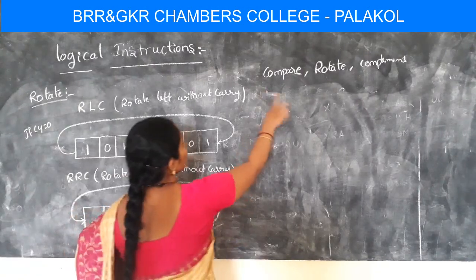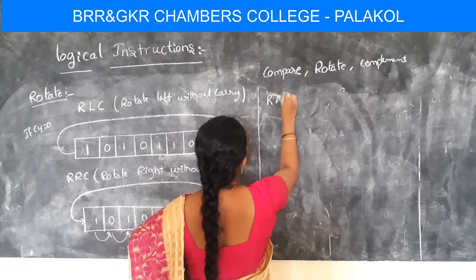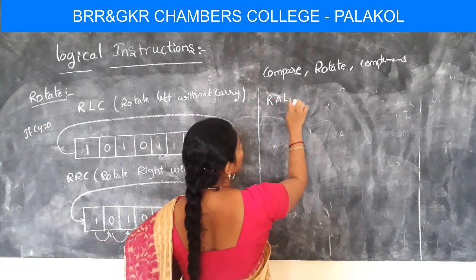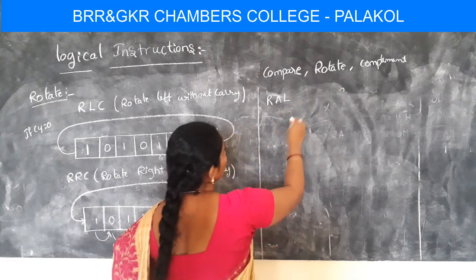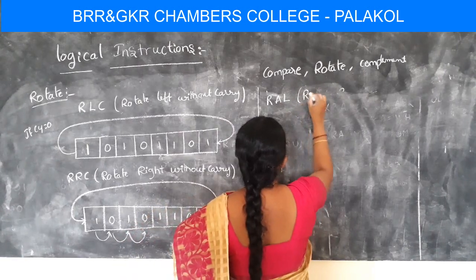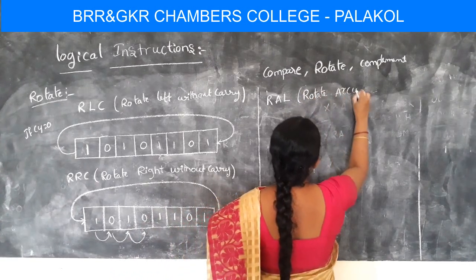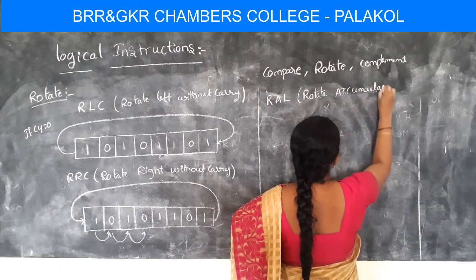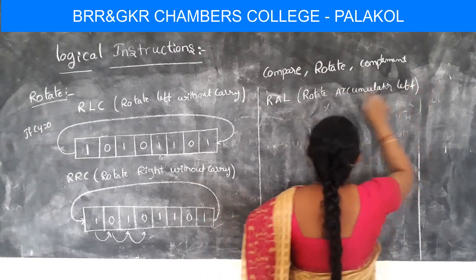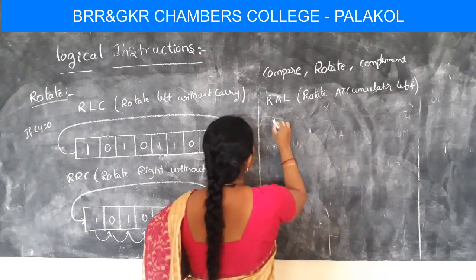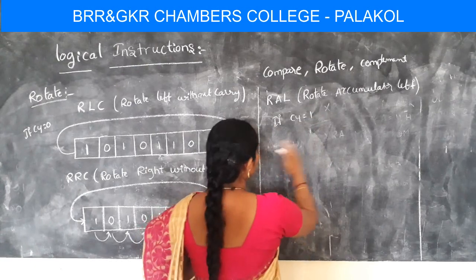Another instruction is RAL, rotate accumulator left. This is with carry, that is if the carry is equal to 1.